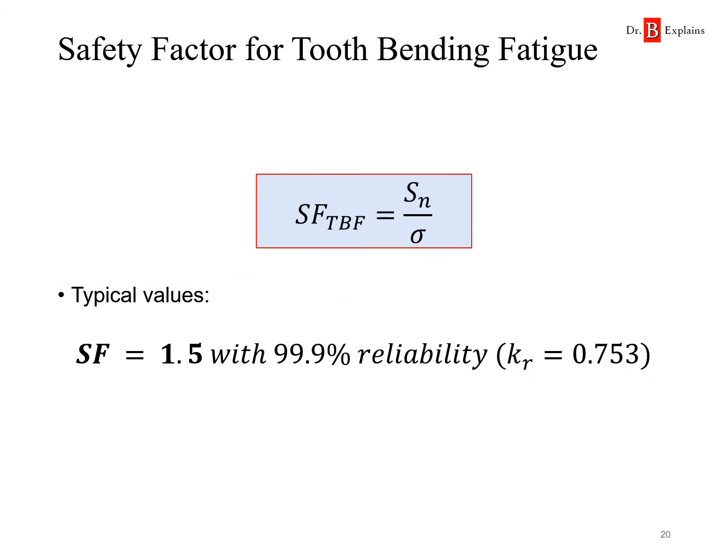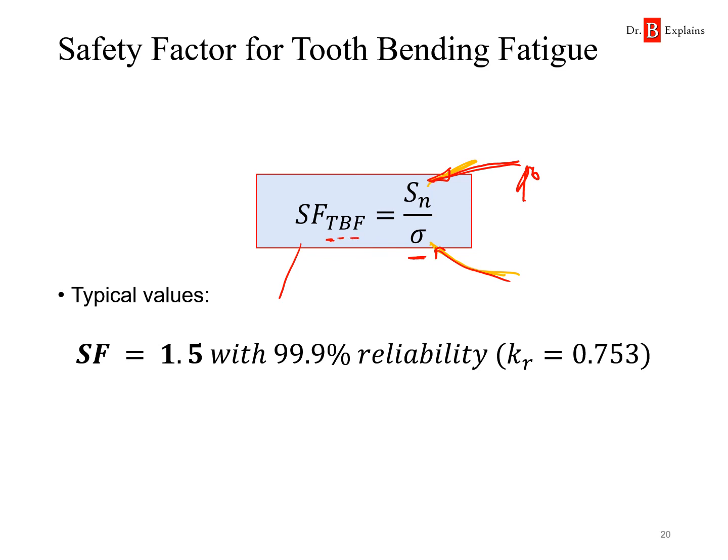Once you have the endurance limit from the previous slide as well as the bending stress from the modified Lewis equation, you can divide the endurance strength by the bending stress, and hopefully the endurance limit is much higher than the stress that the material is seeing. If it is, you're going to get a value higher than 1, and this is what we'll call the safety factor. I just put these letters over here to indicate that this would be the safety factor for the tooth bending fatigue.